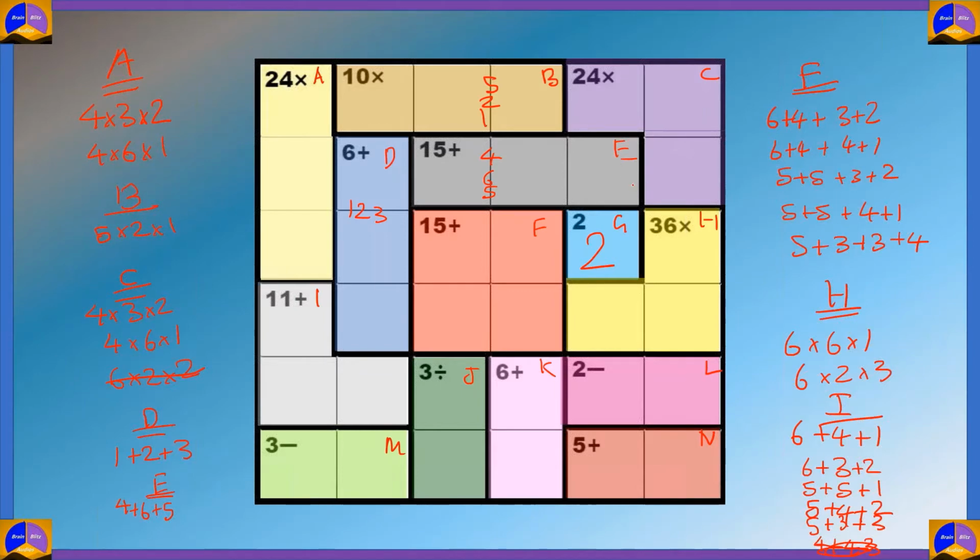Now, if we use the option 4 times 6 times 1, the 1 would go over here and 4 and 6 would come over here. And the 3 would go over here. Now, in cage A, the only option with 3 is 4 times 3 times 2. Now, we know that a 4 will come in cage E. So, the 4 in cage A will go over here and the 2 over here. Now, in cage D, 2 can't come over here or over here, as then it would be a repeat of 2 in the same row. So the 2 would go over here.